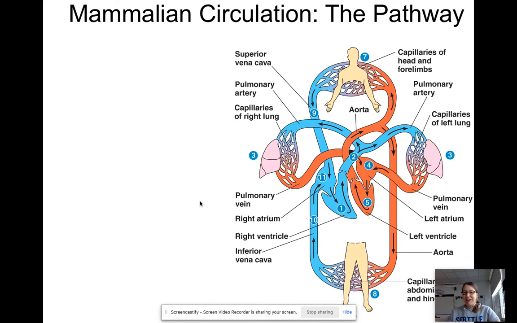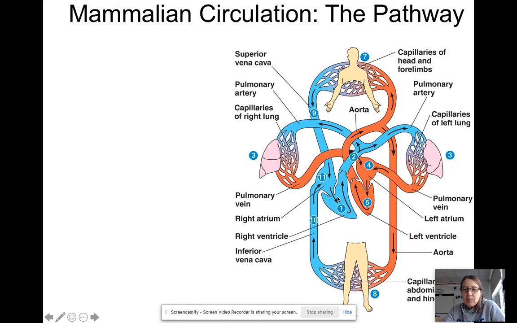So here is a crazy looking diagram. Of course, it has the heart at the center because that's the motor, that's the pump for it all. And then we've got the upper half of the body and the lower half of the body. And then here's our pulmonary circuit here, right? That's the loop that's going to go to the lungs from the heart. And then we also have our systemic circuit, which is to our body. So that's got to go up and down.